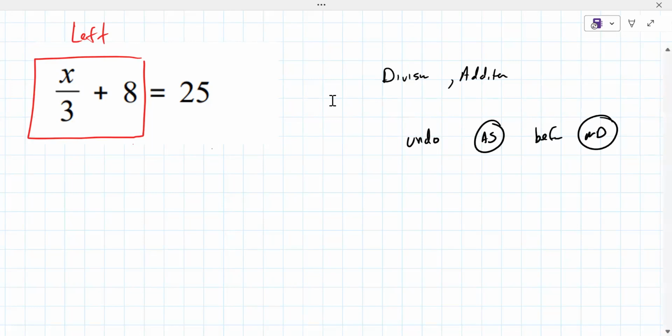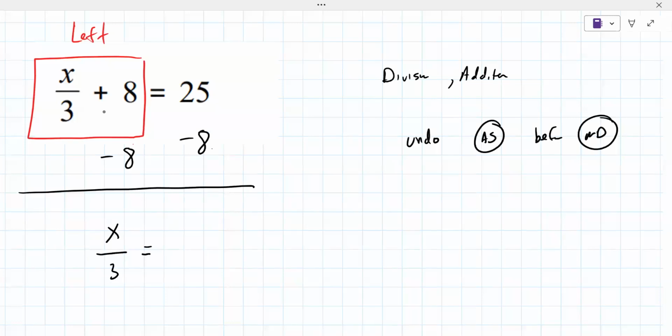Okay, so how are we going to undo addition of 8? We have to undo addition by subtraction, using minus 8 on both sides. That's right. So on the left, it becomes x divided by 3 equals what? What is 25 minus 8? We're going to do this in steps. It's 25 minus 8.